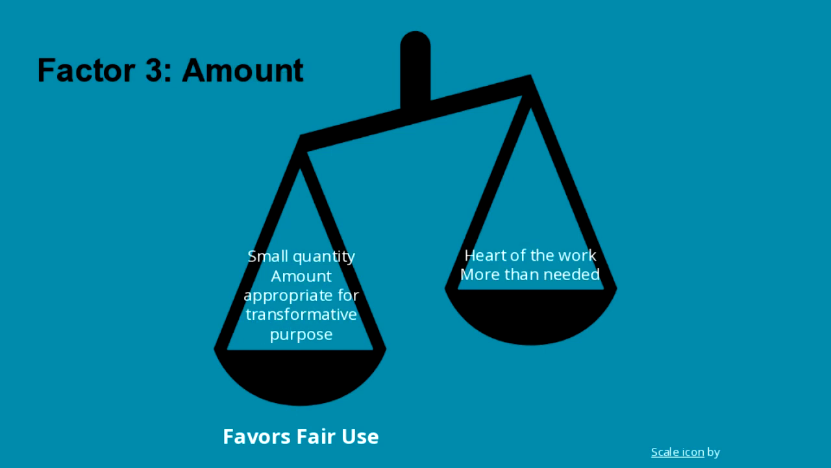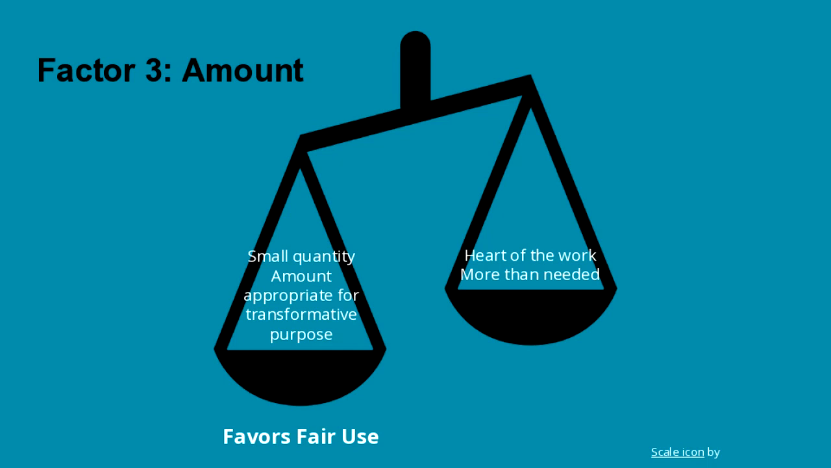The third factor is the amount of the work. Obviously, the more of the work that you're using, the less it favors fair use. The entirety of the work absolutely does not favor fair use. Something called the heart of the work, so for example, the most important or substantial piece of it. If it's a novel and you want to copy the denouement, that's not going to work. Using more than needed, maybe to provide context, argues against fair use. So a smaller amount, what's appropriate for the transformative purpose.